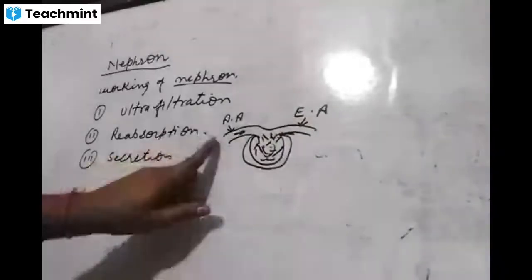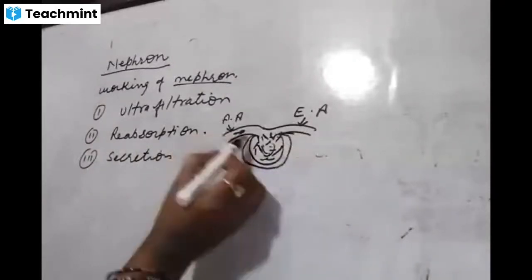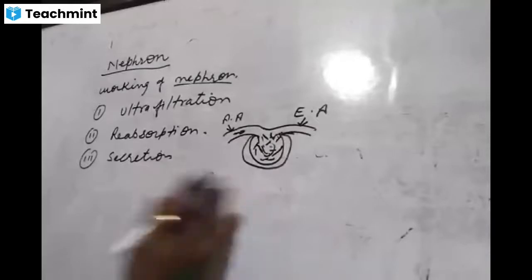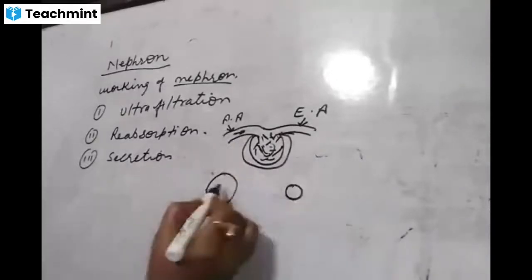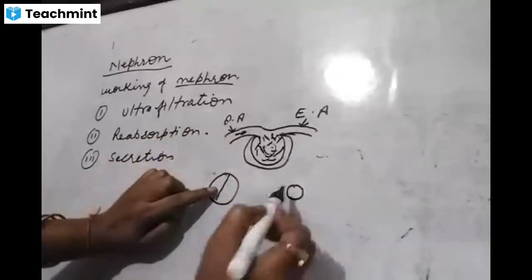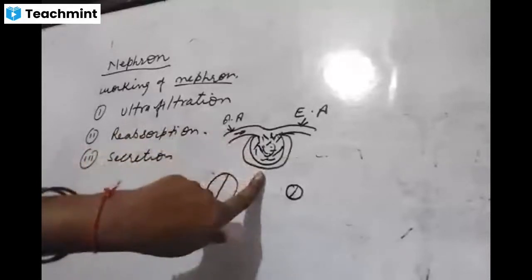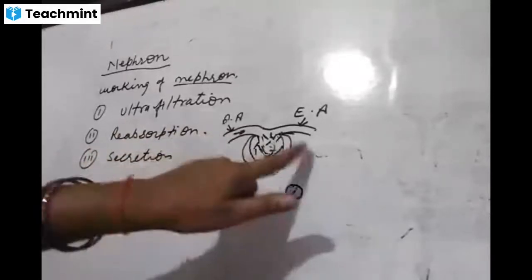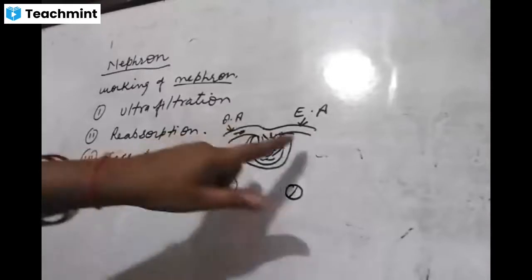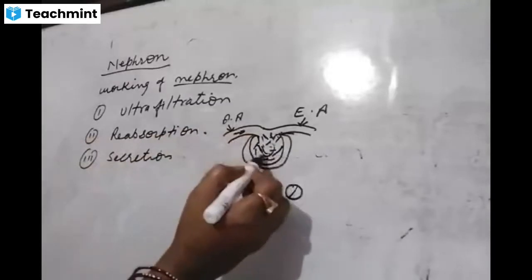Okay, so you notice the wideness of these two arterioles, the afferent arteriole and the efferent arteriole. The lumen of the afferent arteriole is wider than the lumen of the efferent arteriole. So when blood comes into the glomerulus by the afferent arteriole and goes out by the efferent arteriole, since the lumen of the afferent arteriole is more than the efferent arteriole, very high pressure is exerted on the wall of the glomerulus.